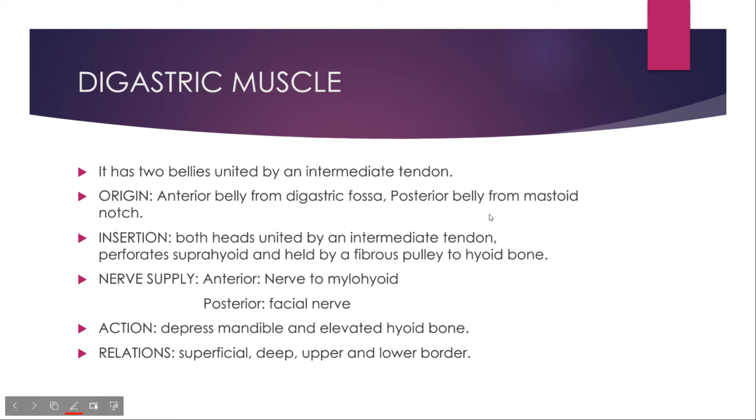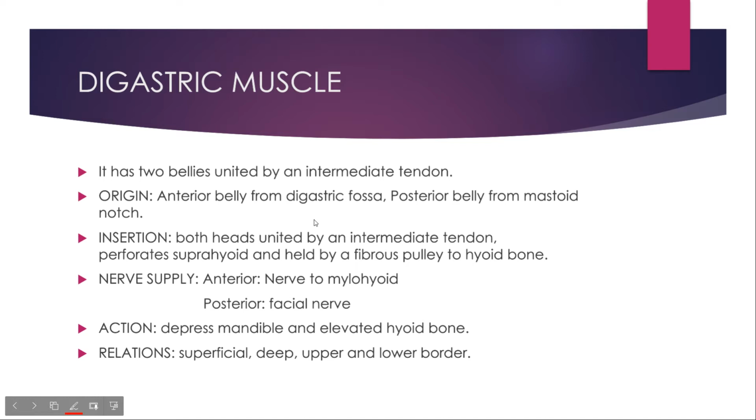First of all we are going to see about the digastric muscle. It has 2 bellies which are united by an intermediate tendon. Its origin is, for the anterior belly, from the digastric fossa, and for the posterior belly, from the mastoid notch of the temporal bone. The anterior belly fibers run downwards and backwards, and the fibers of the posterior belly run downwards and forwards. Then both the heads meet at the intermediate tendon, which perforates the stylohyoid and is held by a fibrous pulley to the hyoid bone.